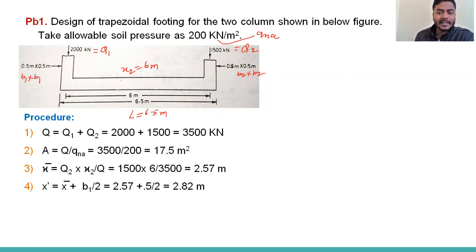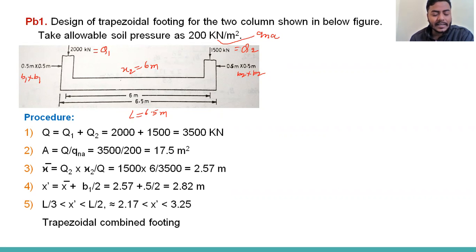Once we have x dash, we will see in which range of L it lies, right? We will see x dash is lying in the range between L by 3 to L by 2, which means we can go for the design of the trapezoidal combined footing. If x dash is less than L by 3, then we will go for the strap footing. If x dash is equal to L by 2, then we can go for the rectangular combined footing. You can also ask, if x dash is greater than L by 2, we can also go for the rectangular combined footing, right? Okay.